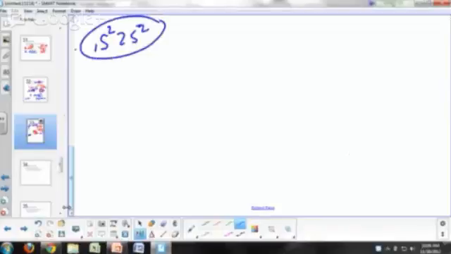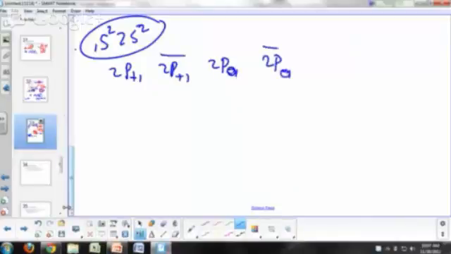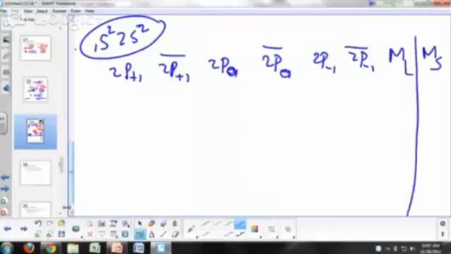And we're just going to ignore the 1s2, 2s2 part because all of these will just cancel each other out. That will just give you a total of 0 contribution to your M sub L and M sub S. So we're just going to look at the p. Okay, so you have 2p plus 1, 2p plus 1 bar, 2p minus 1, 2p0, 2p0 bar, 2p minus 1, 2p minus 1 bar, and then we're going to have M sub L and M sub S. Okay, let's look at the possibilities again.